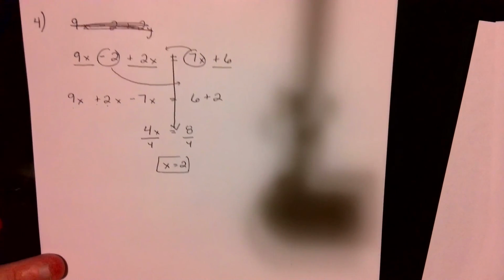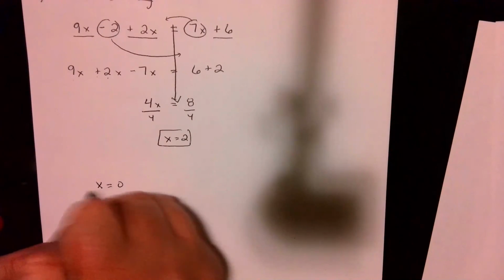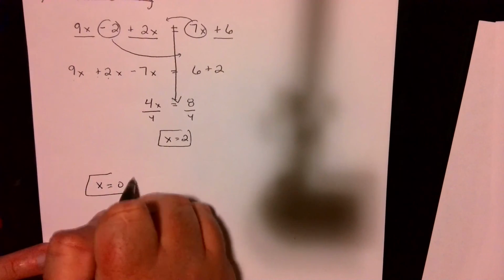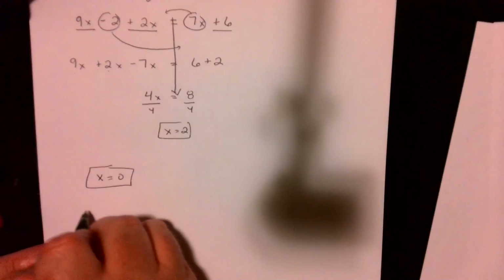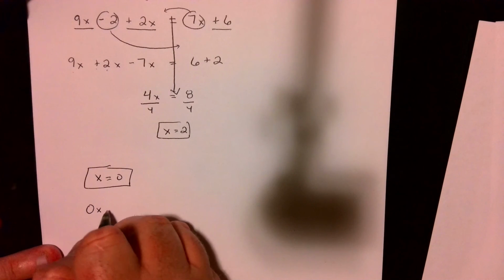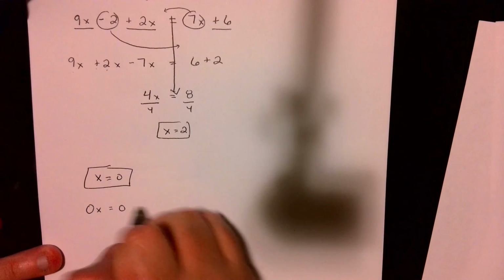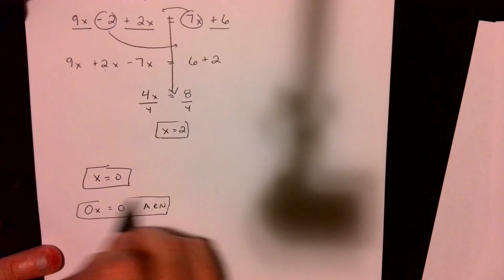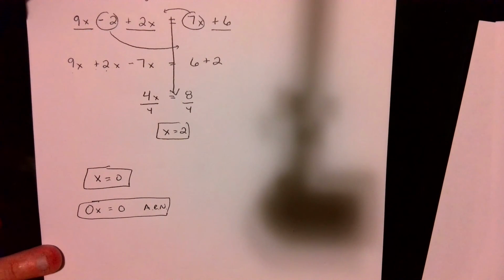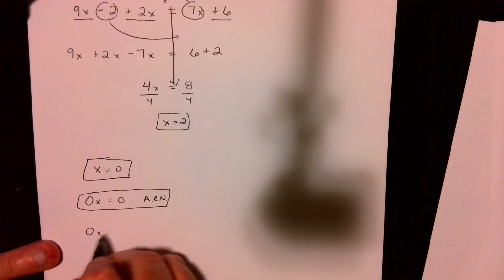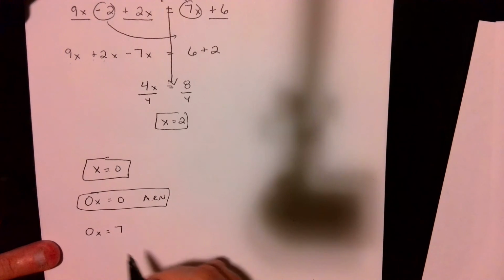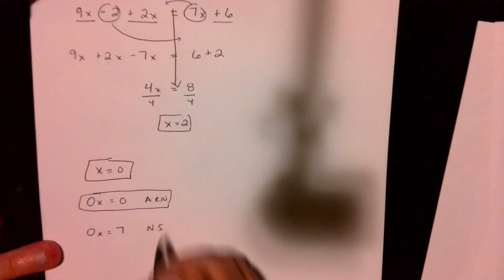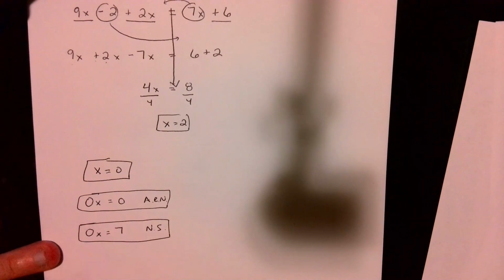There's my solution. Do not forget as you're going through, if you get x equals 0 as an answer, that is okay. You can have that. But if you get 0 variable, like 0x equals 0, that is all real numbers. Every answer works. Every situation is true. And if you get 0x equals a number, let's say 7, then that is no solution, like the example we saw just a minute ago. Watch for those three cases to occur.